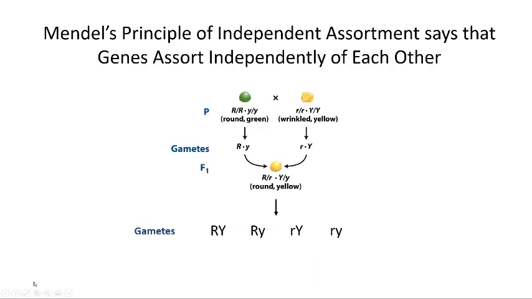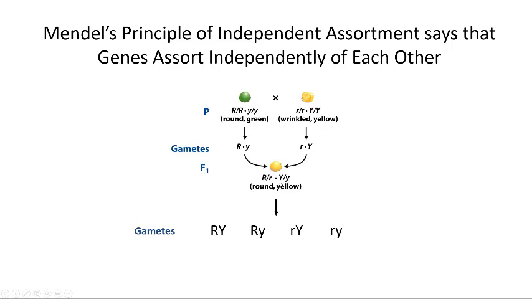First, we're going to revisit Mendel's dihybrid cross. Mendel did this cross with two traits, and he came up with the principle of independent assortment, which essentially says that genes are independent from each other, that they assort independently from each other during the formation of gametes. So here is one of the crosses he did.